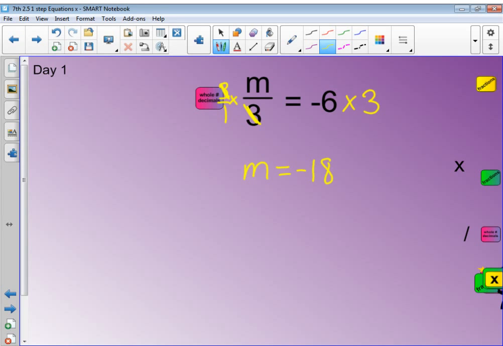If we want to check ourselves, we can put a negative 18 in here. 18 divided by 3 is 6. There's one negative, so it did give us negative 6.